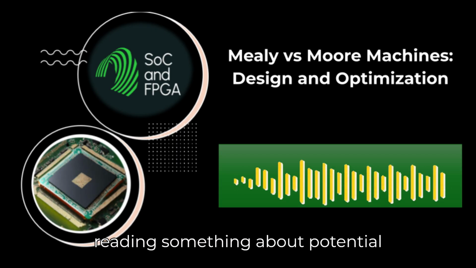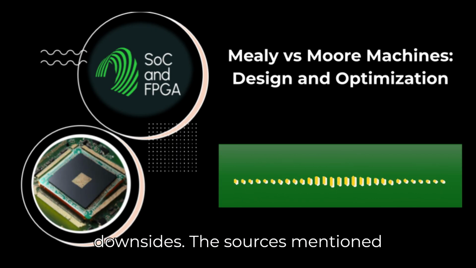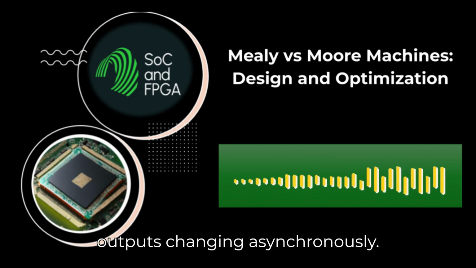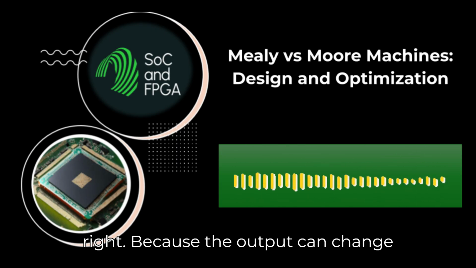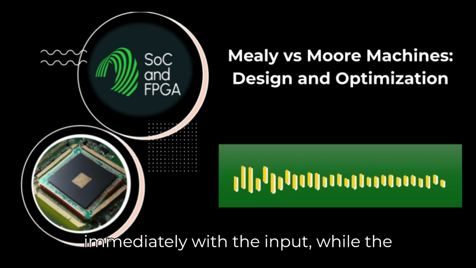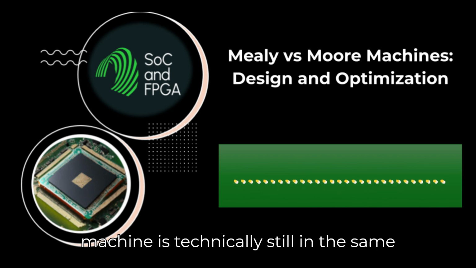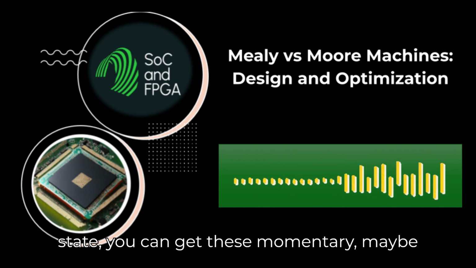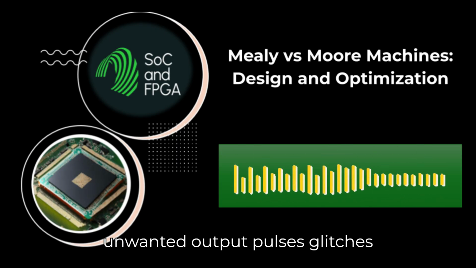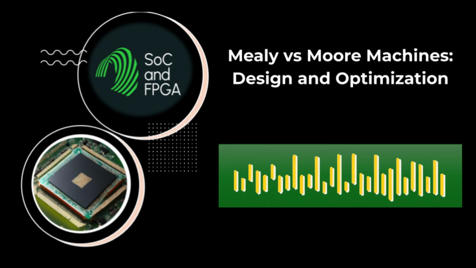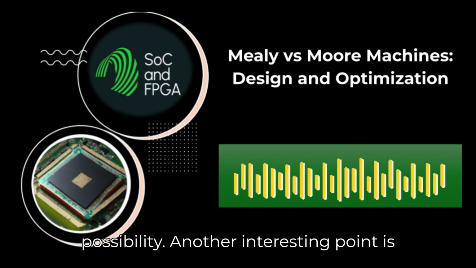I remember reading something about potential downsides. The sources mentioned outputs changing asynchronously. Glitches. That's the trade-off, you're right. Because the output can change immediately with the input, while the machine is technically still in the same state, you can get these momentary, maybe unwanted output pulses, glitches, if you're not careful in the design. Precisely. You have to manage that possibility.